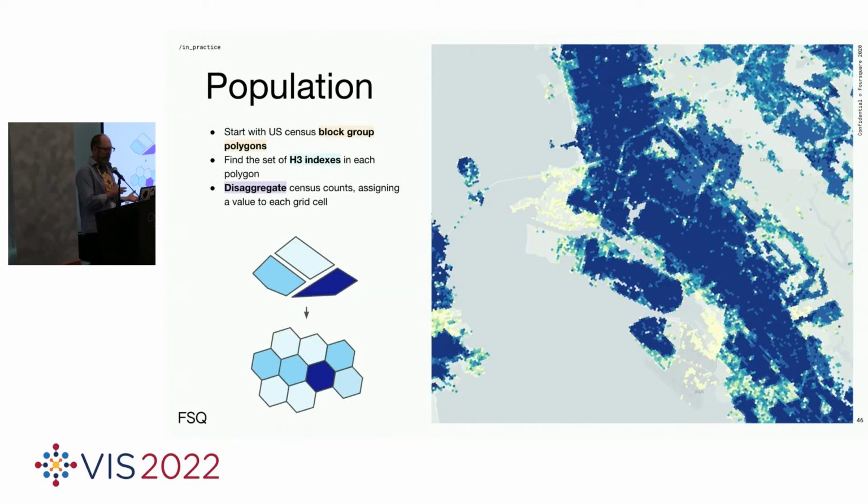So in this case, we put together a separate data set for population. We started with block group polygons. We found the set of H3 indexes for every one of those polygons. We disaggregated the census counts into cells.